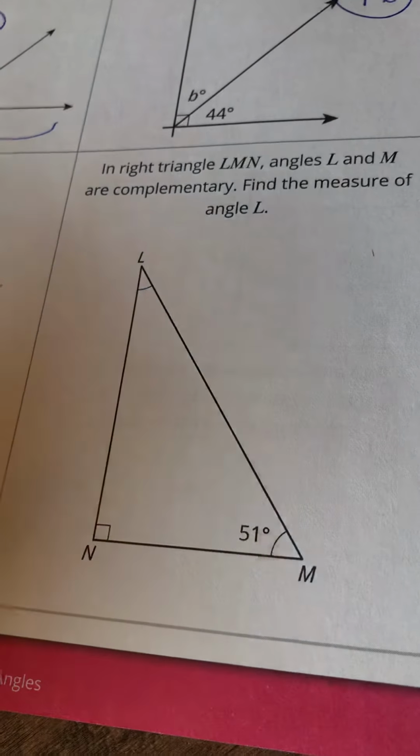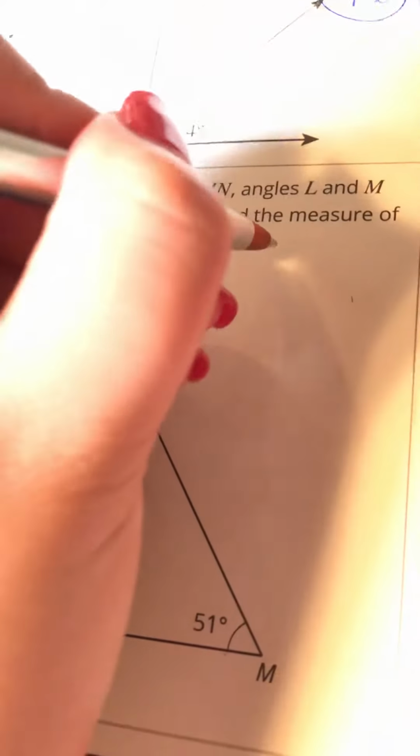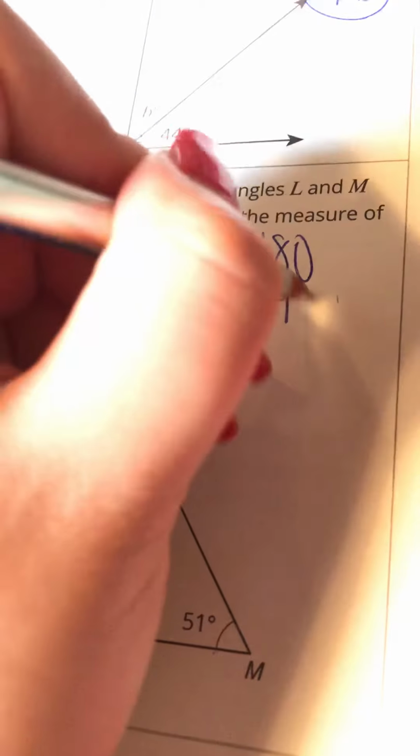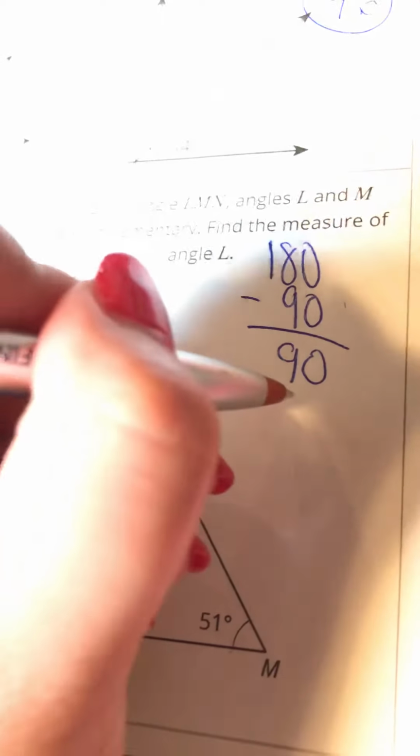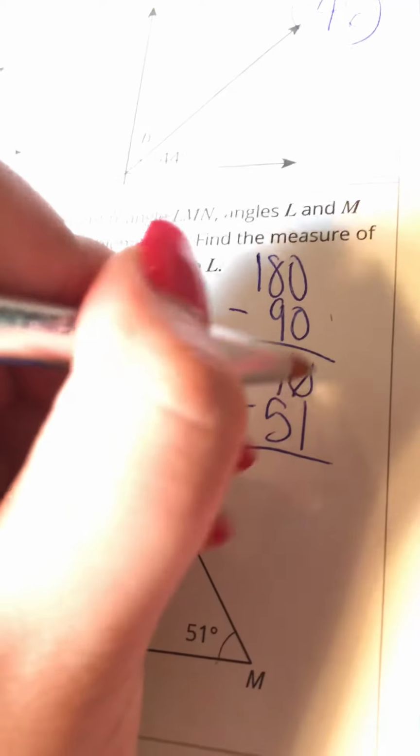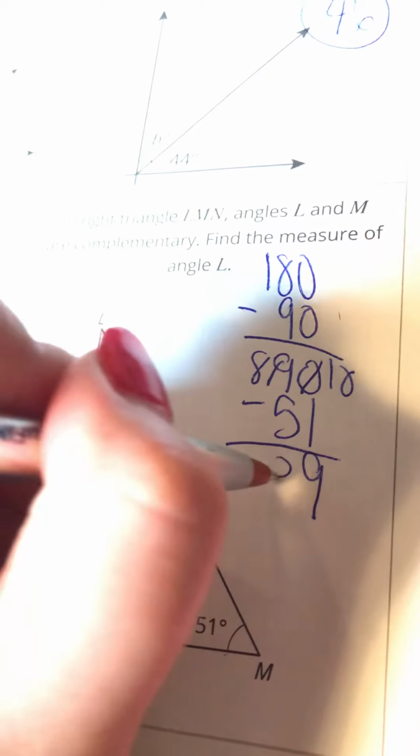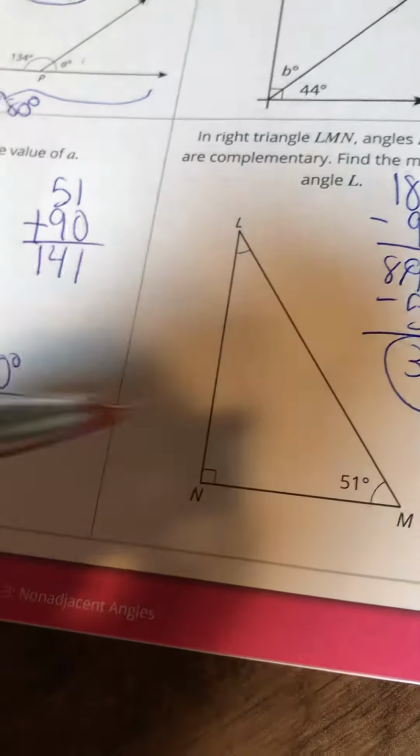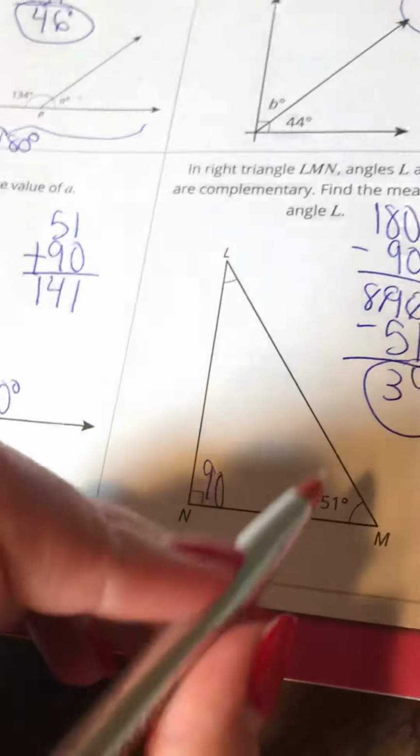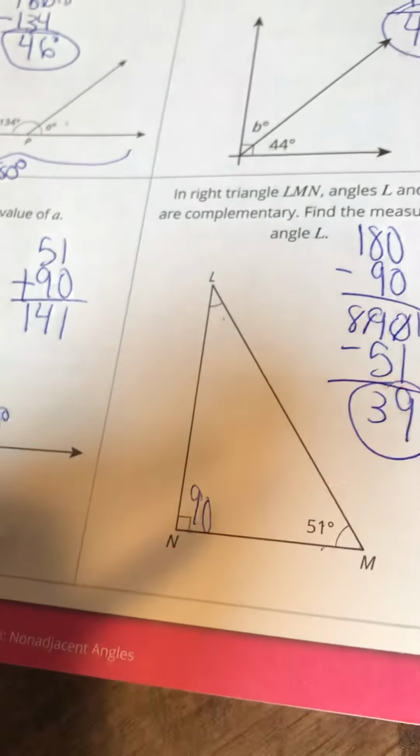And so for here, I have my 90 and my 51. So 180 minus 90 is 90. And then 90 minus 51, if I borrow, 10 minus 1 is 9, 8 minus 5 is 3. And I still get the same answer with two different routes. Remember, this is 90 degrees. And I know this is 51. And I know that these three add up to equal 180.